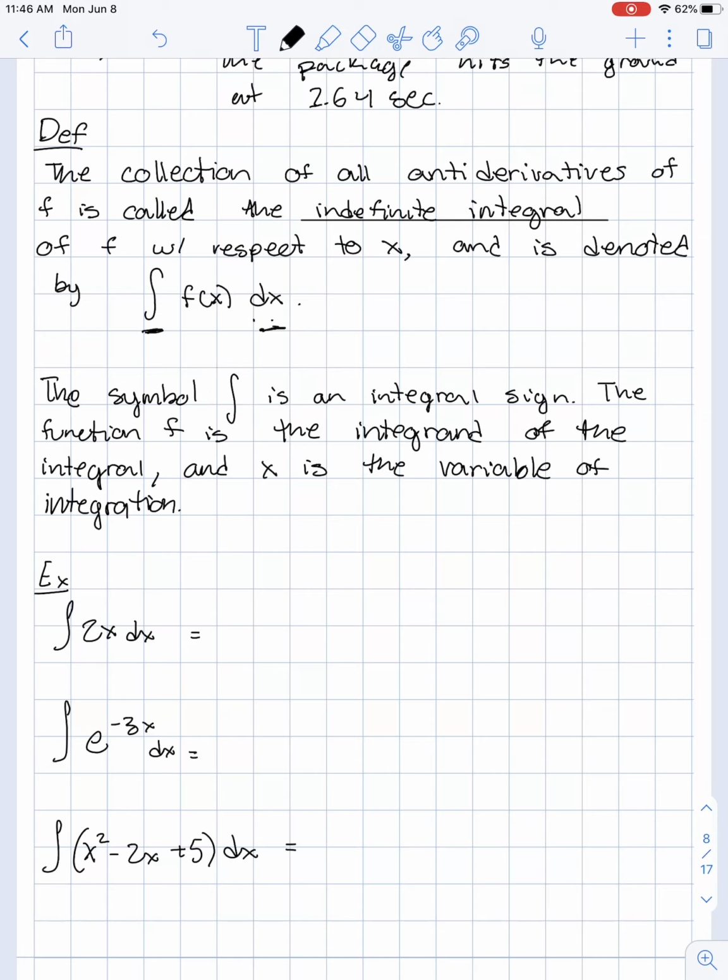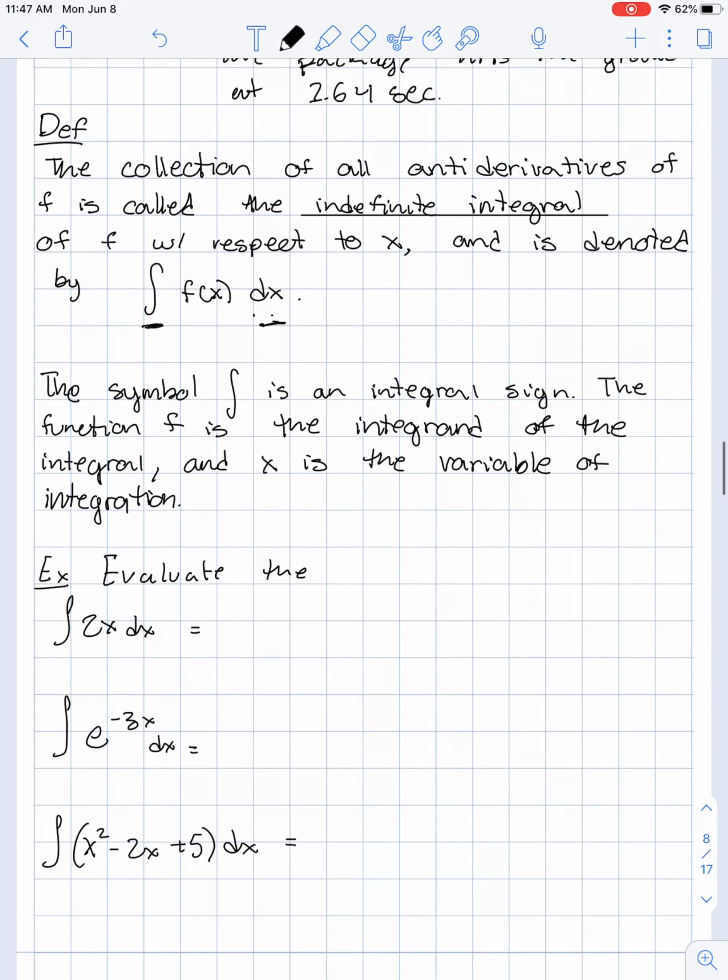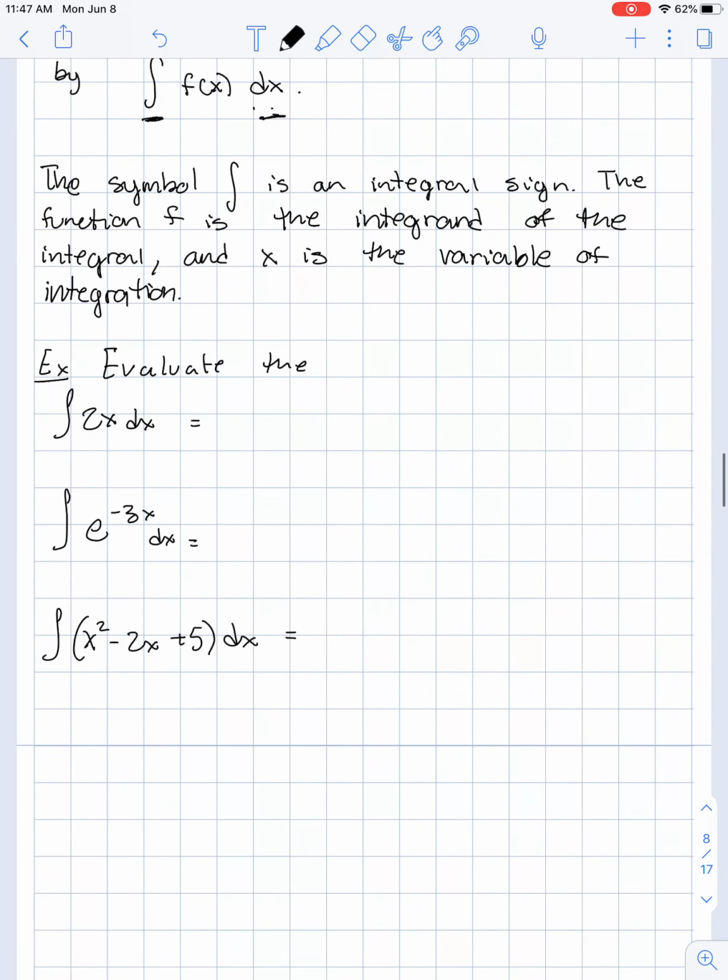Now I can ask you to evaluate each of these integrals. Also, I think integrals are like the most beautiful symbol ever.